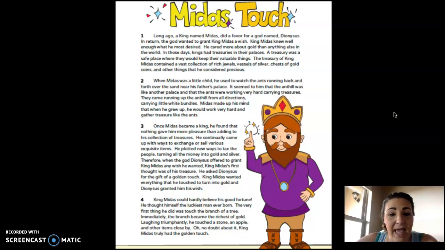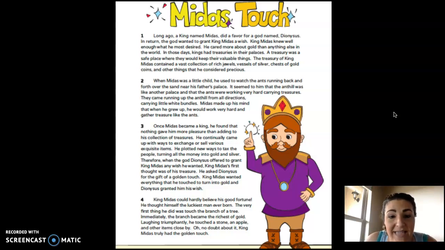He continually came up with ways to exchange or sell various exquisite items. Various means different, okay? Exquisite is a word that describes how he finds them beautiful. So beautiful and precious, they're his most valuable, loved items. He plotted new ways to tax the people, so to take money from them, turning all the money into gold and silver.